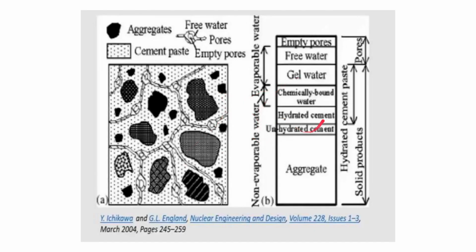So if we go deeper, we will see that we can divide this sketch into various parameters, such as empty pores, free water, gel water, chemically bound water, hydrated cement, unhydrated cement, and aggregate. The hydrated cement paste basically consists of hydrated cement, chemically bound water, and gel water, as we just discussed. So the main pores come from the empty pores and free water, because this will also get evaporated, but gel water also contributes a little bit to the porosity.